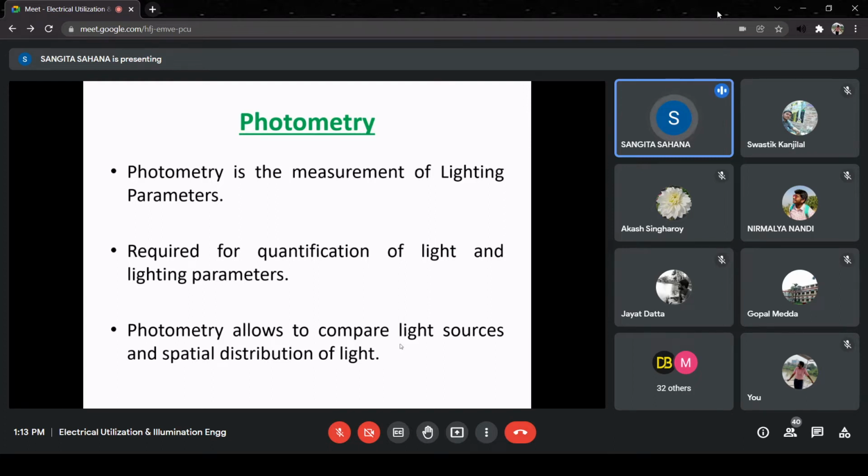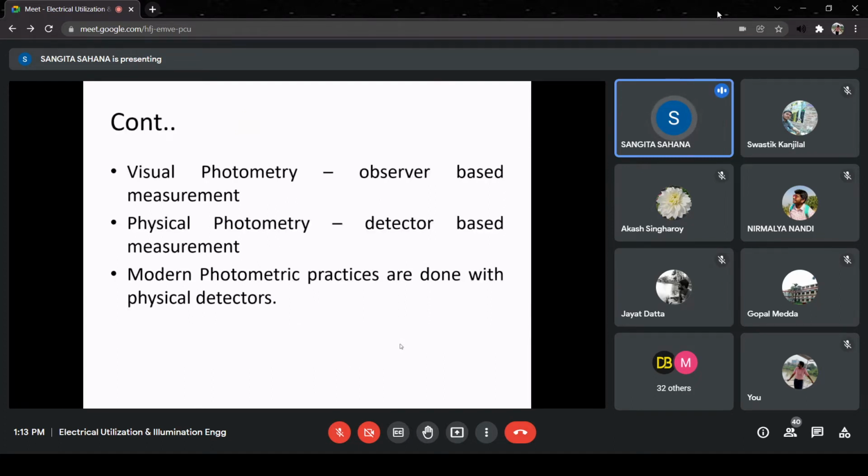To measure the light level, there are 2 methods. One is visual photometry, another is physical photometry. Visual photometry is observer based, meaning it depends on the detector, the human eye. The human eye is the detector here. Physical photometry is detector based, where we use a physical sensor, and the response of the sensor will be equal to the human eye.